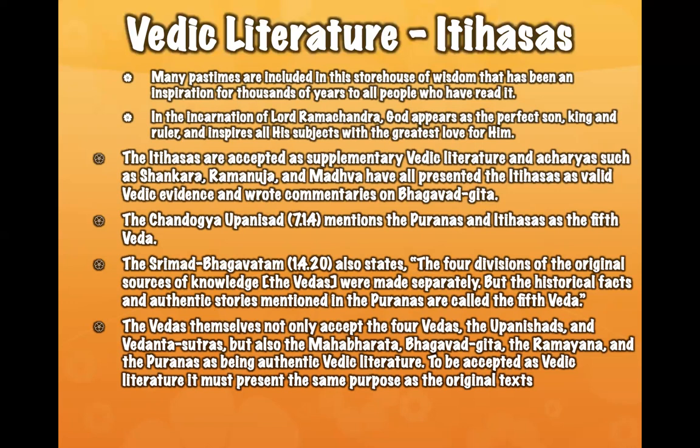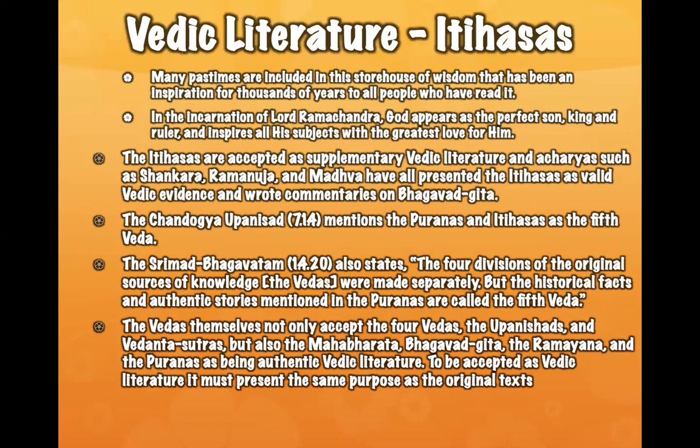The Itihasas are accepted as supplementary Vedic literatures. Acharyas such as Shankar, Ramanuj, Madhav have all presented the Itihasas as valid Vedic evidence and wrote commentaries on the Bhagavad Gita. The Chandogya Upanishad 7.1.4 mentions the Puranas and Itihasas as the fifth Veda. So there are four Vedas, and the fifth Veda is described to be the Puranas and the Itihasas.